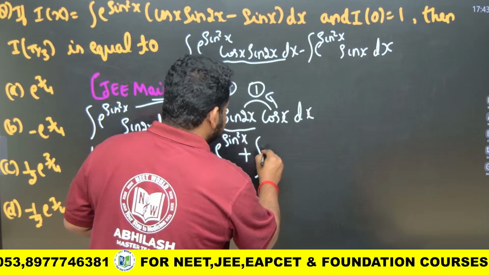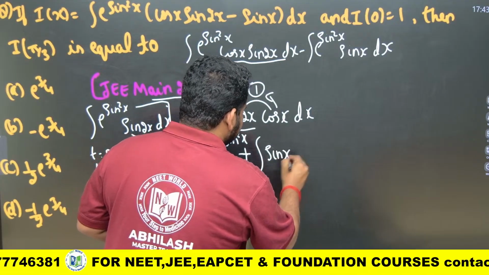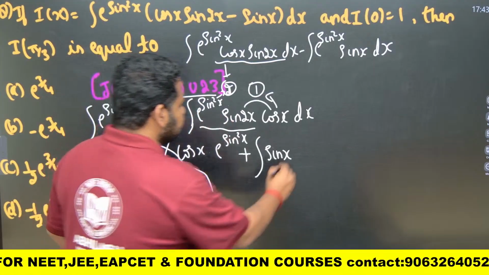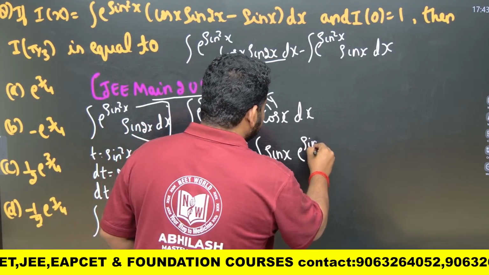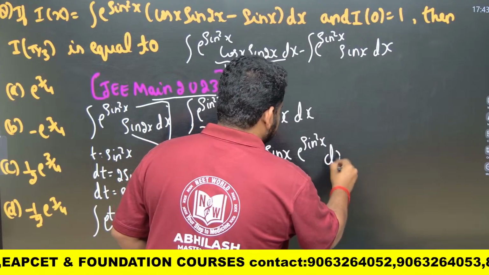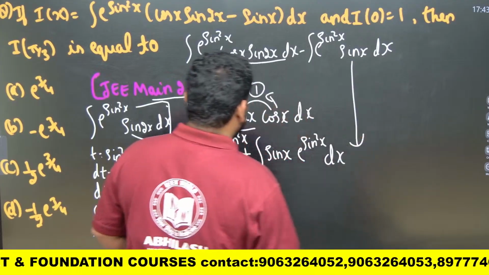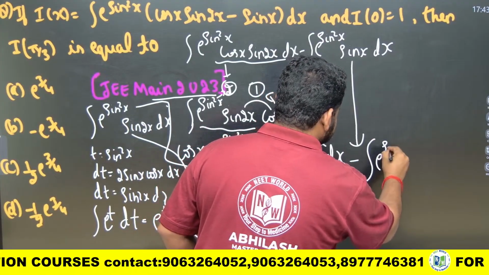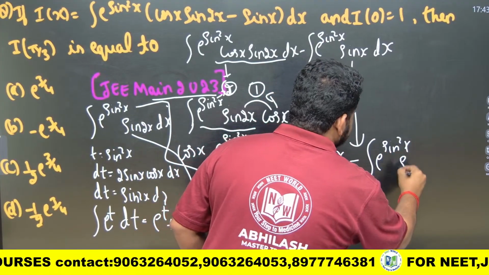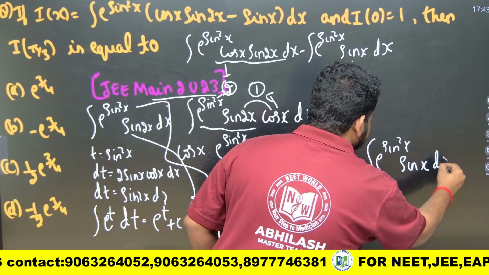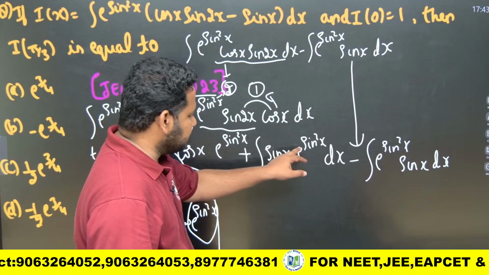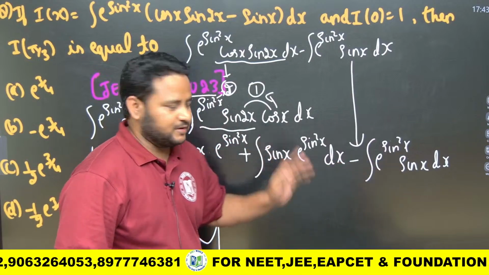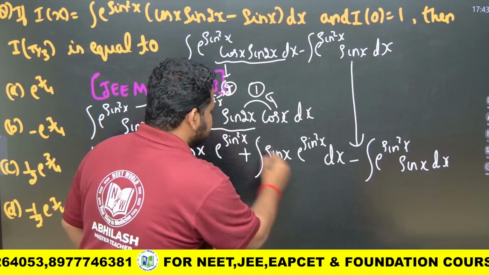So, I can write this as plus sin x into the integral of e power sin square x sin 2x, which is nothing but e power sin square x dx. Now, I will bring this function down. If I bring this function down, what will I have? Minus e power sin square x into sin x dx. Here also it is e power sin square x sin x dx, very simple. So, this is plus, this is minus, so I can cancel.